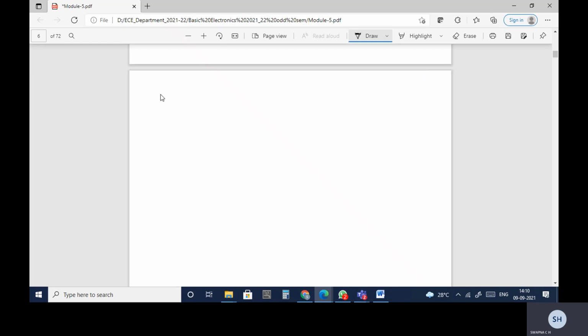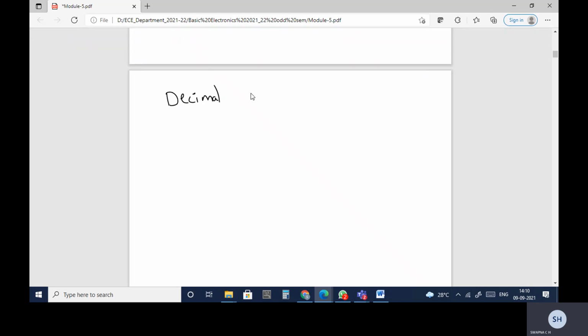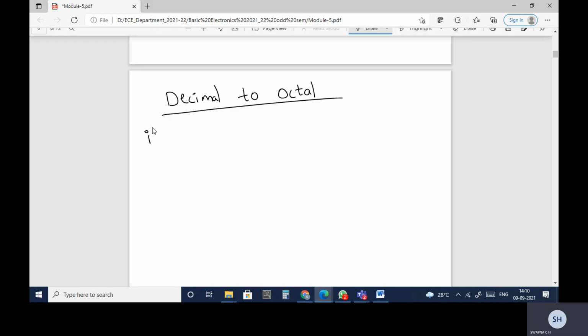Convert decimal number to binary number. In today's class, we'll see how to convert decimal number to octal number. Octal number means that I'll have some decimal number, and I need to convert it to octal number.